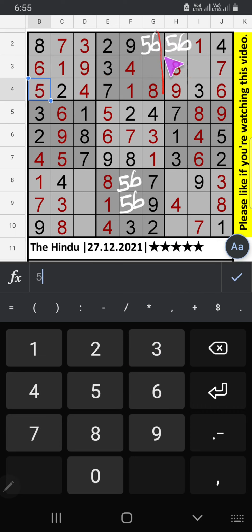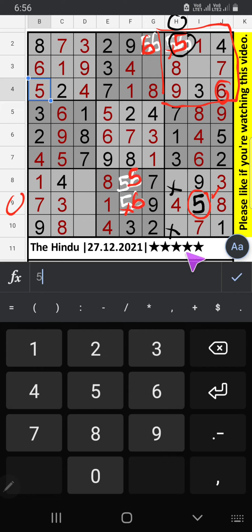In the third grid we have already 6, then can't come in this cell. 6 will be here, 5 will be confirmed here. In column H we have 5 here, then can't come in these cells, then 5 will be confirmed. In the 9th row we have 5 already, then 5 can't come in this cell. 5 will be above, 6 will be below.